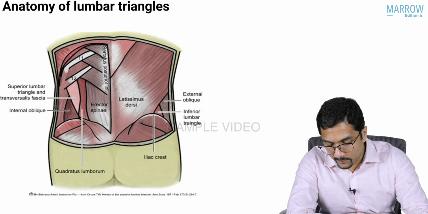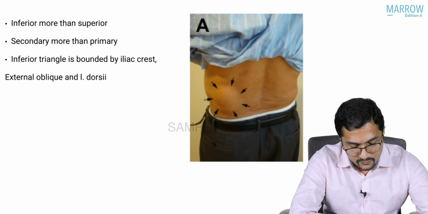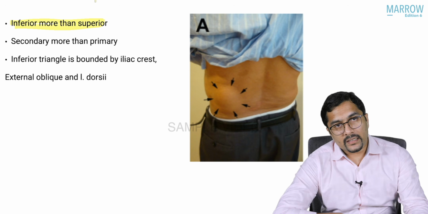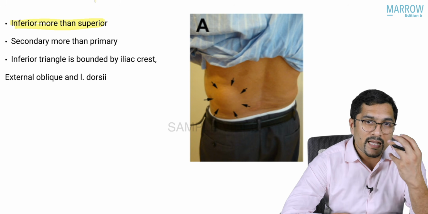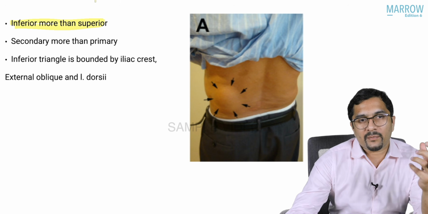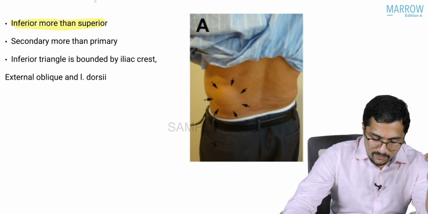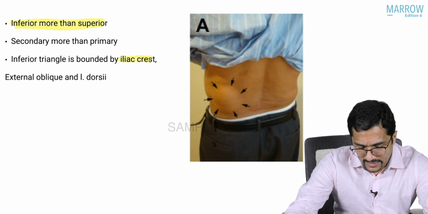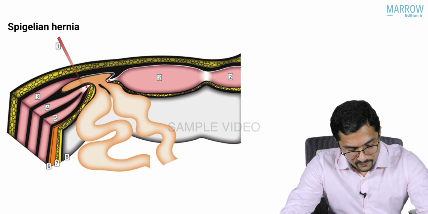Lumbar hernias can come out through the lumbar triangles. There are two lumbar triangles. Inferior lumbar hernias are more common than superior, and secondary hernias are more common than primary. What does that mean? Secondary means that there has been a surgery. Supposing a nephrectomy or a thoracotomy has been done, and then through that defect a hernia forms. So it's mainly secondary rather than primary. The inferior triangle is bounded by the iliac crest, external oblique and the latissimus dorsi.